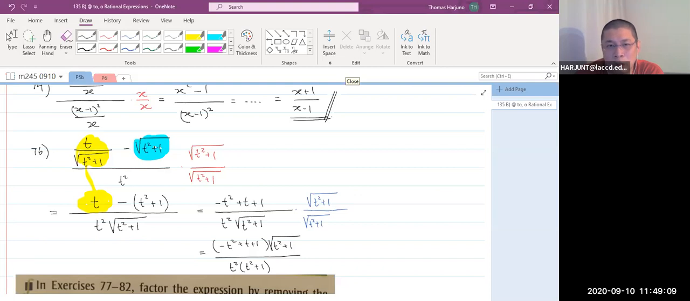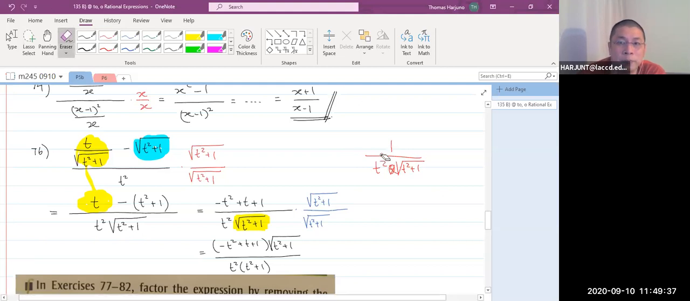I would like to call that the conjugate, but it is actually not really a conjugate because there's no adding or subtraction here. This is the only one I need to rationalize, and there's only one term. There's not two terms. The denominator is not like t squared minus square root of t squared plus 1. No, we don't have that negative or positive here. It's multiplication, so it's only one term.